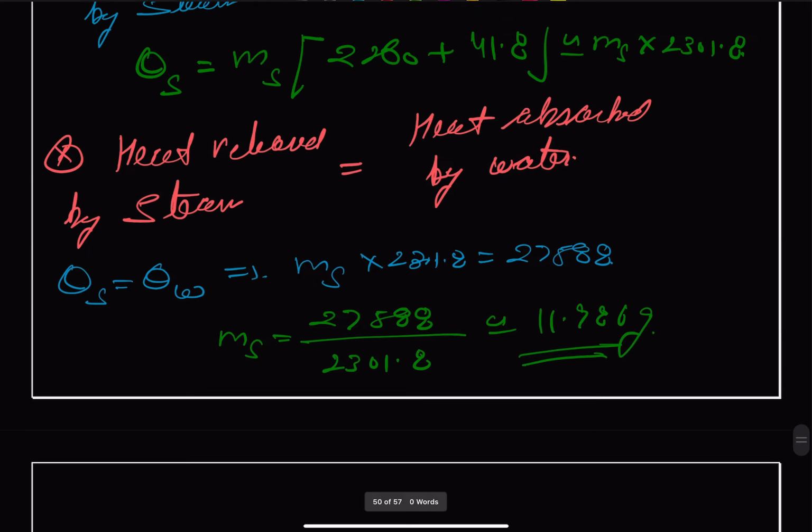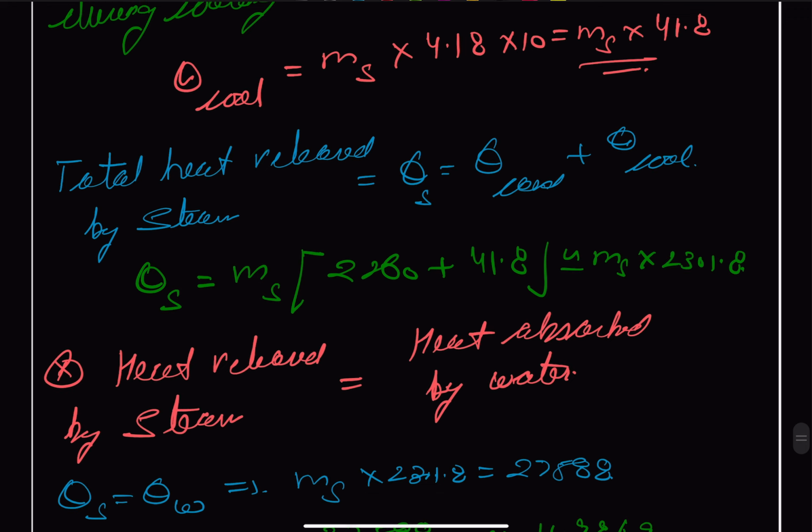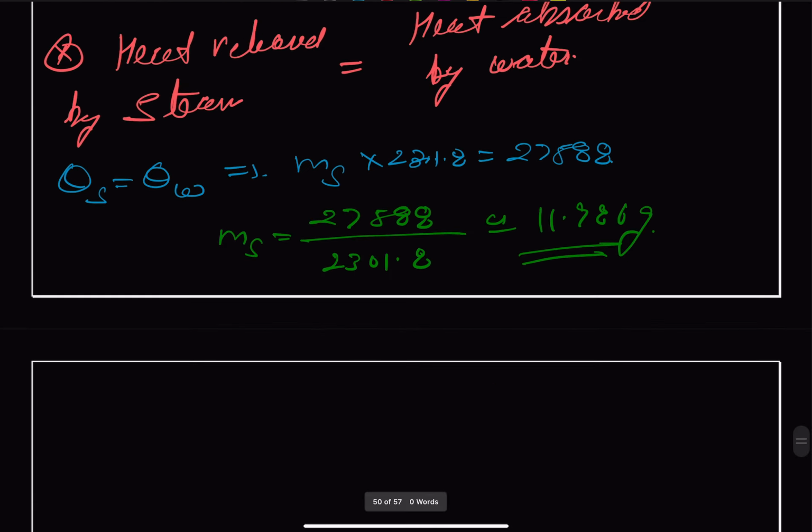So these were a total of 8 questions, 4 from 94, 2 from 95 and 2 from 1996. So this completes the total 8 questions.